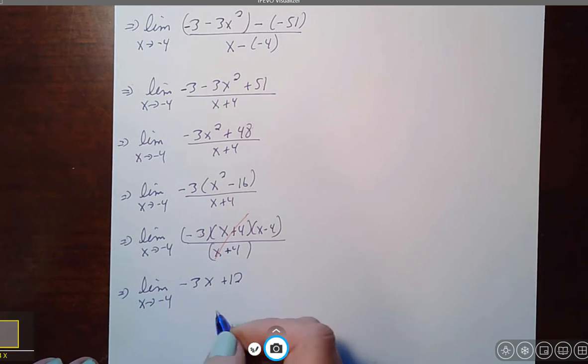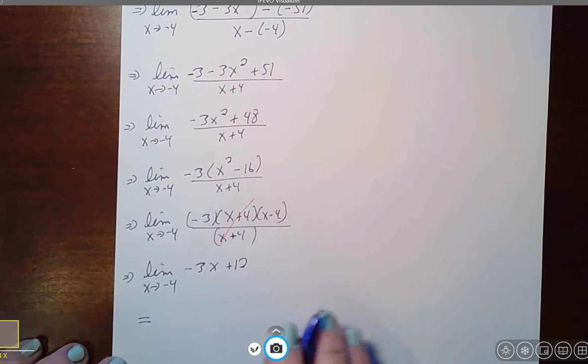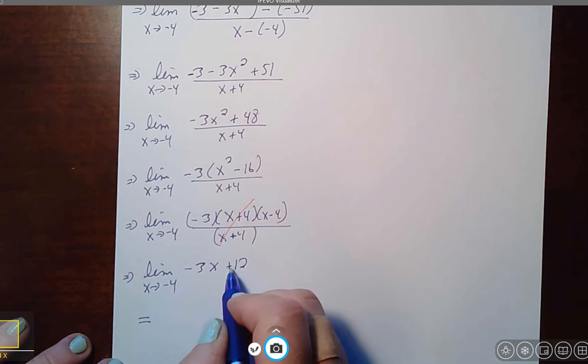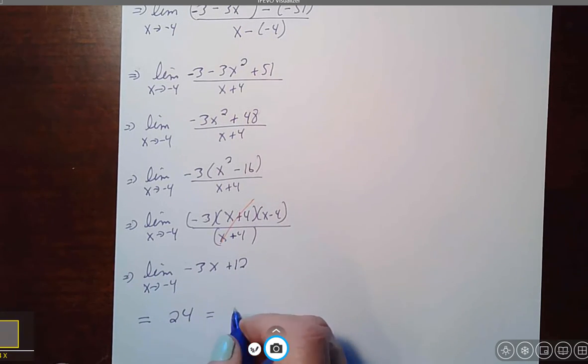Okay, and so now I'm just going to simply take the limit, and negative 3 times negative 4 is positive 12. 12 and 12 is 24, which is the slope of the tangent line. Okay, there's my slope of the tangent.